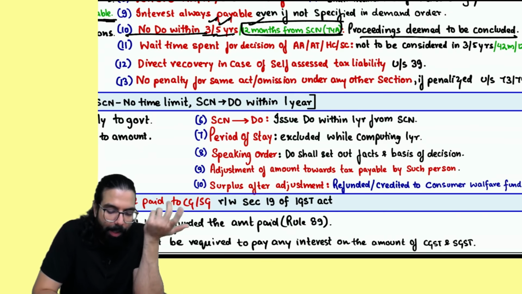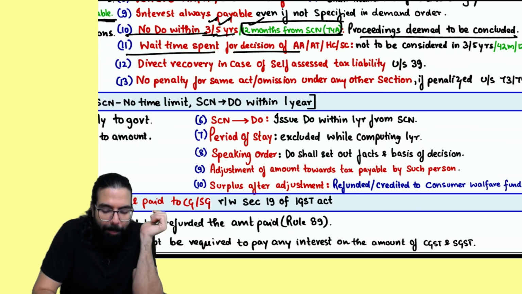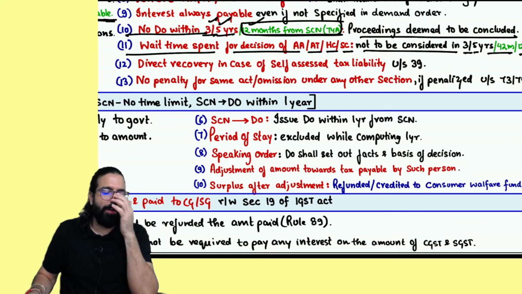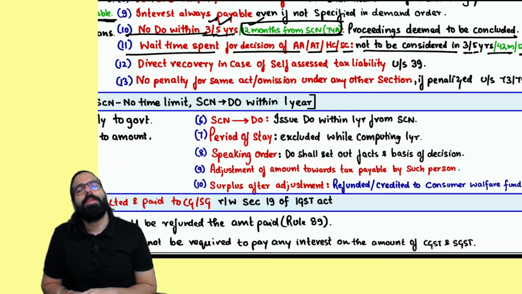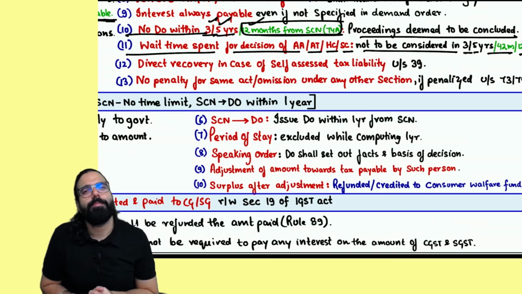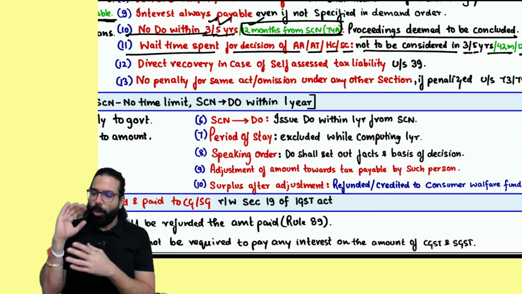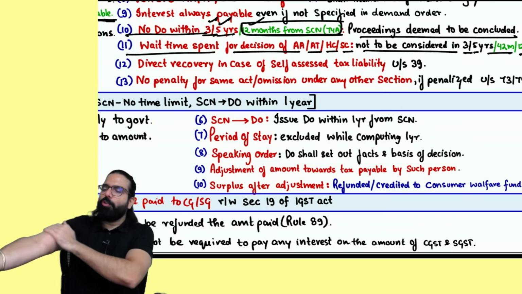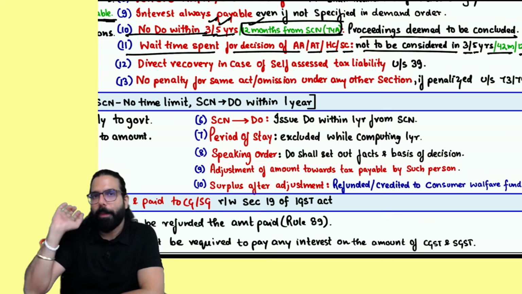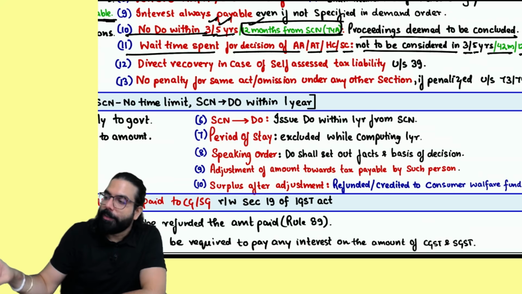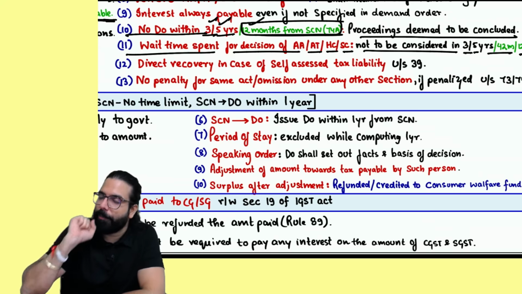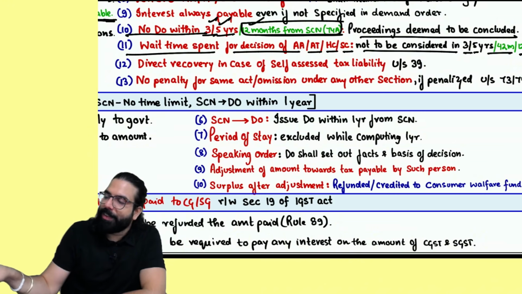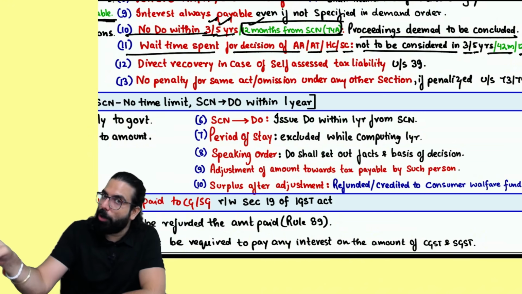Done. Wait time spent for the decision of the appellate authority, appellate tribunal, High Court or Supreme Court is not to be considered in the 3 year, 5 year or show cause notice and demand order time limit. Sir, if any wait period is there, for example, the officer has already gone ahead and given a show cause notice in one case. The demand order is also given. The party has gone to the court. Everyone listen. In Ram's case, the officer has given a demand order and Ram has gone to the court.